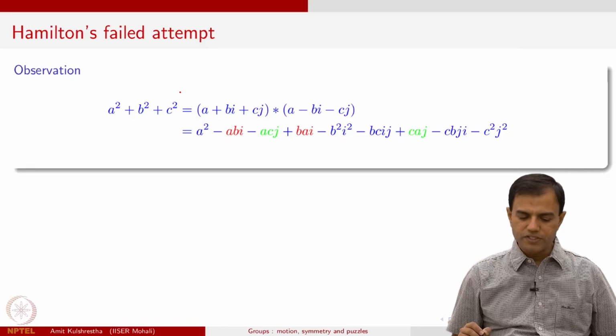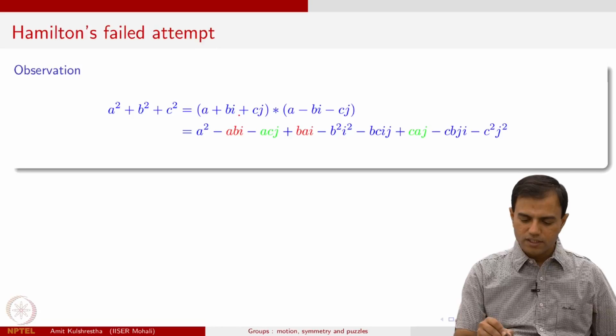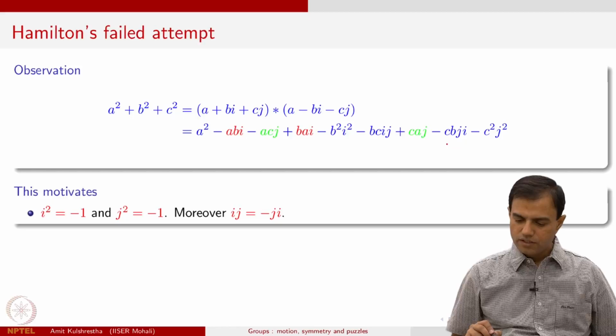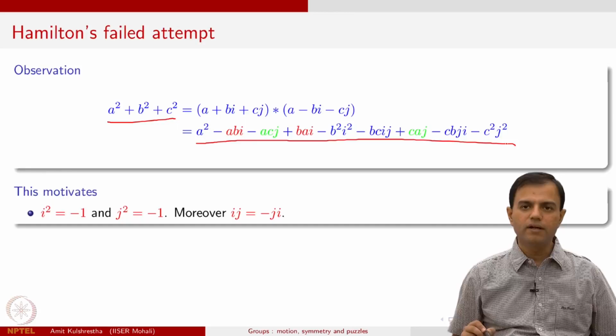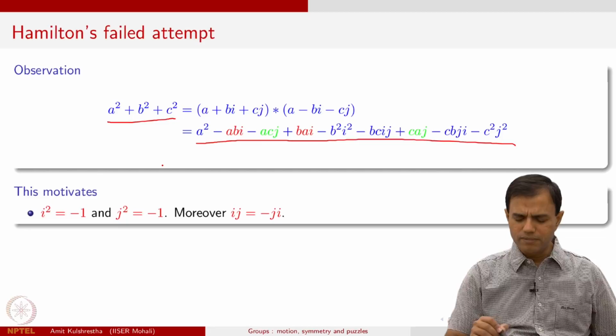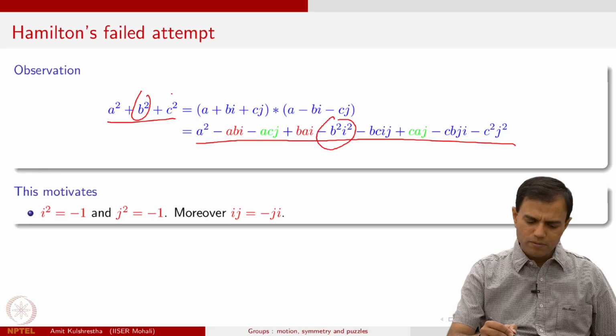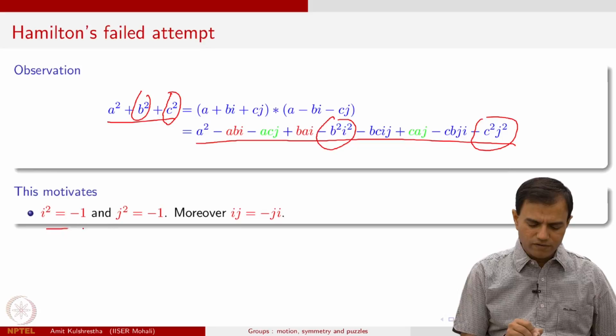So some observations are there. If you want a square plus b square plus c square to be this element times its conjugate, then forcing the associativity and all that, you get this. So what does it motivate? If you compare this with this, then it motivates it. You can't quite conclude from this, but some kind of motivation you can get that probably here I have i square, probably I should be comparing this with this, and so on. So some kind of motivation is there.